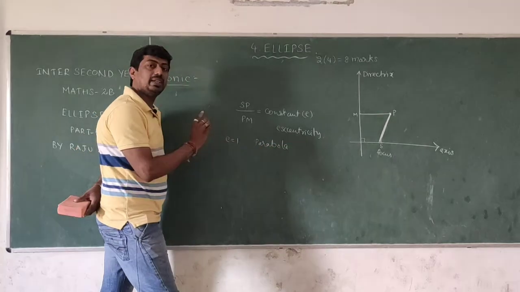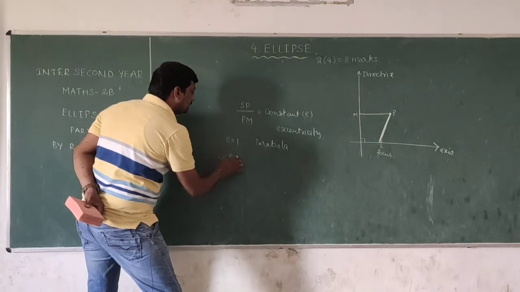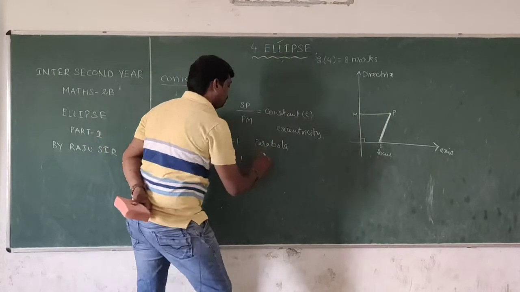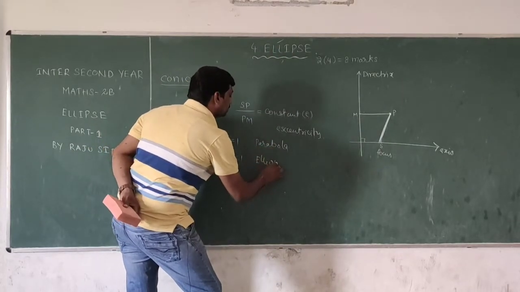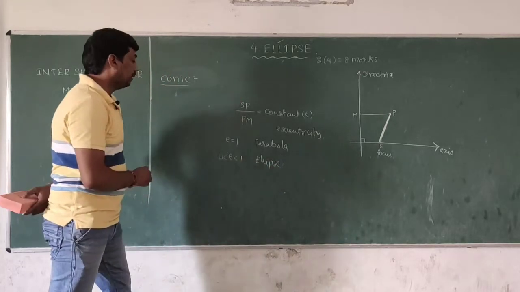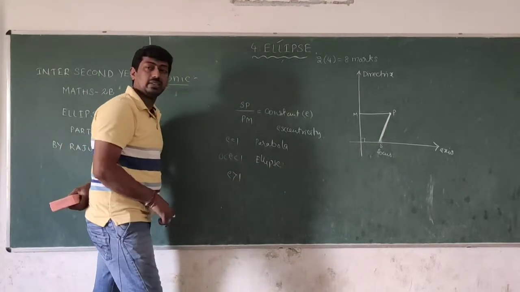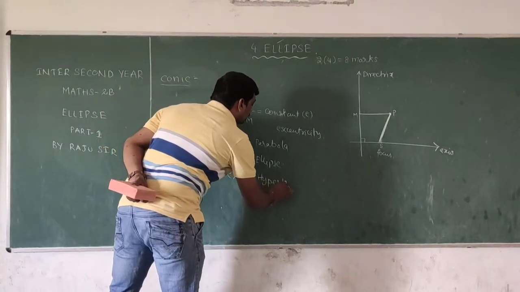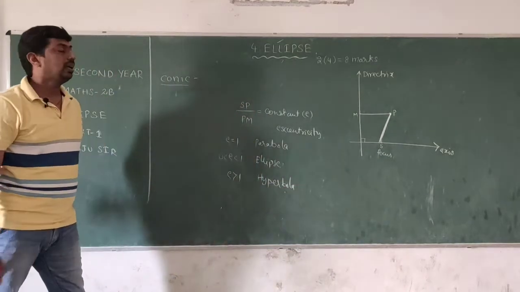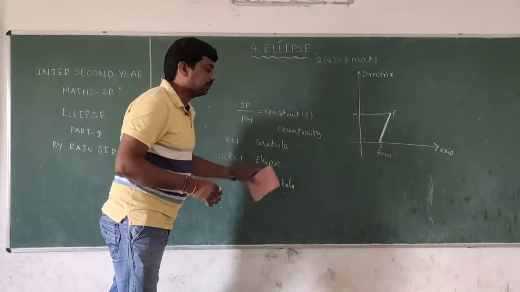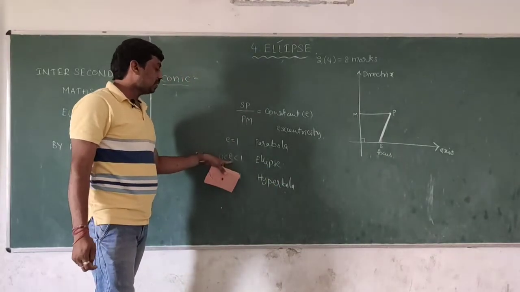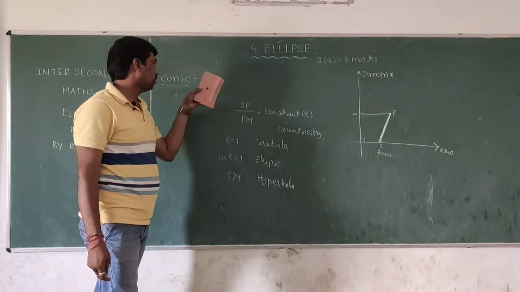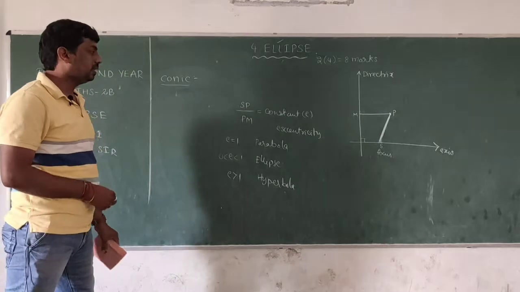If E value lies between 0 and 1, that means 0 is less than E is less than 1, then that conic is called an ellipse. This one, ellipse. Okay. Next, if E value is greater than 1, then that conic section is said to be the hyperbola. Okay. Today I will introduce the topic ellipse. If eccentricity E value lies between 0 and 1, then SP by PM equals E, that conic is called an ellipse. Is it clear?